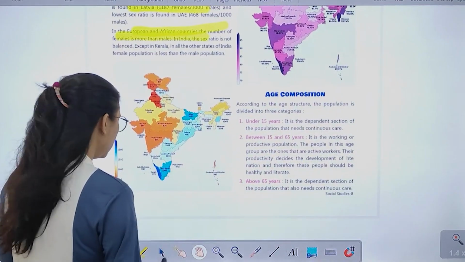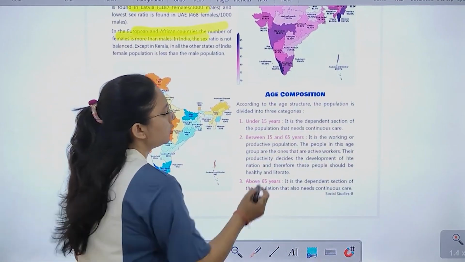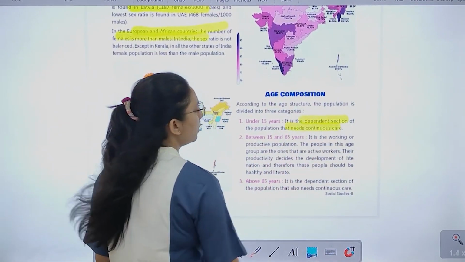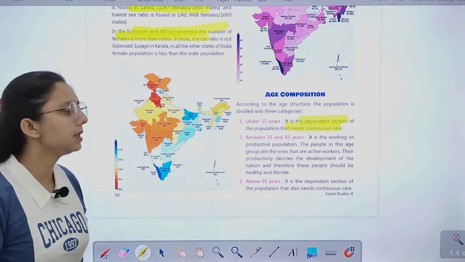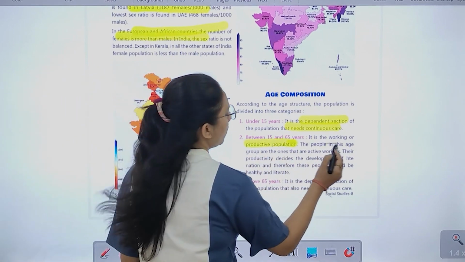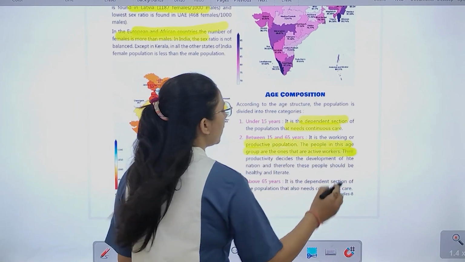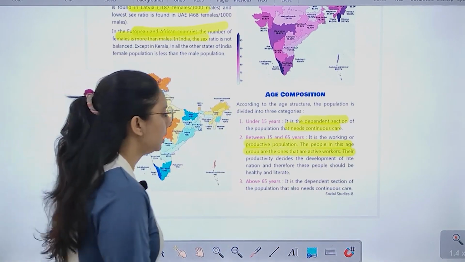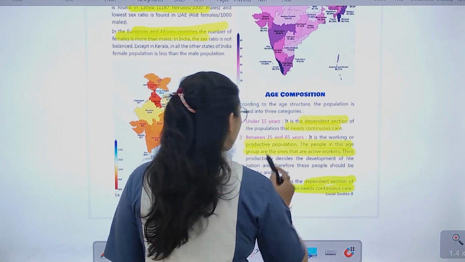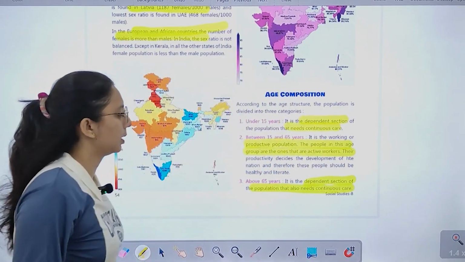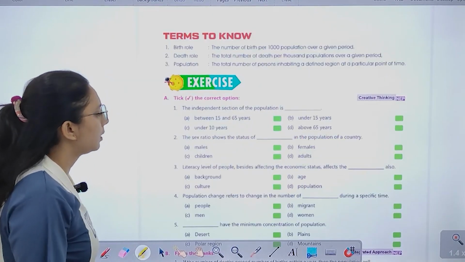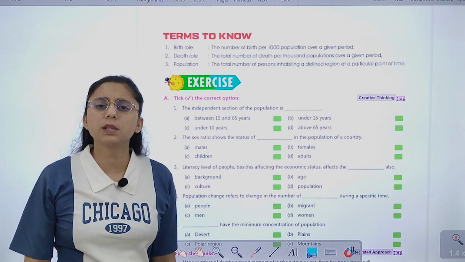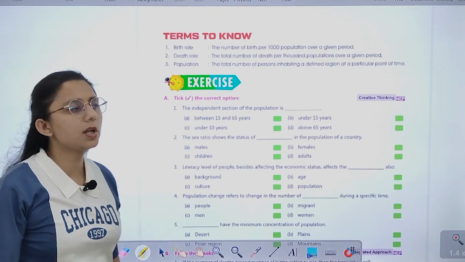Now age composition क्या है? Under 15 years. जो dependent section है उन्हें क्या continuous care चाहिए. Between 15 and 65, the working of the productive population. The people in this age group are ones that are active workers. Above 65 years अगर हम बात करें, ये डिपेंडेंट सेक्शन होता है फॉर द पॉपुलेशन एंड नीड्स कंटिन्यूअस केयर. राइट, इसको क्या चाहिए होती है? कंटिन्यूअस केयर चाहिए. दिस इज ऑल इन दिस चैप्टर.